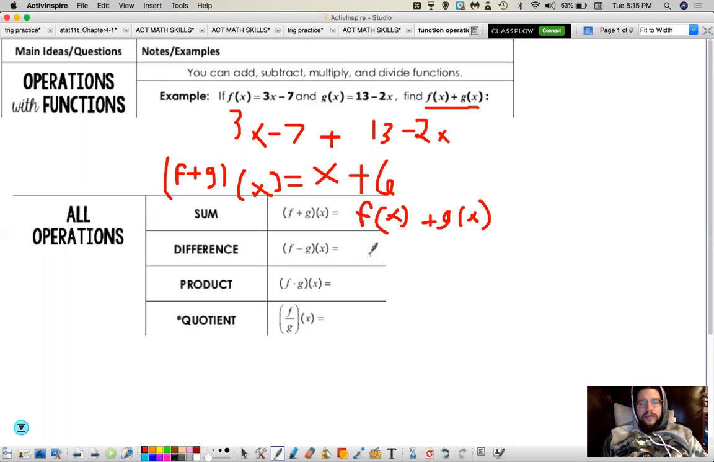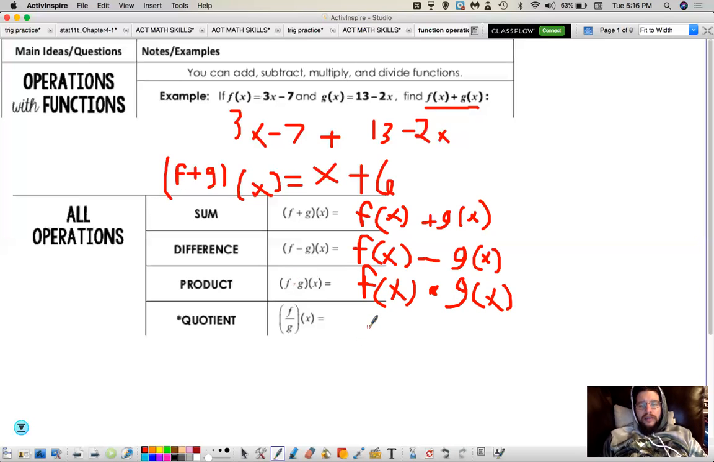F minus g of x, this one you definitely want to be careful of those parentheses. We're going to take f of x and subtract whatever g is from it. Multiply them together, well, that means f of x times g of x. We use a solid dot here. That's a tiny dot, but it's a solid dot. That means multiply. Now here we're just dividing, so we do f of x divided by g of x.